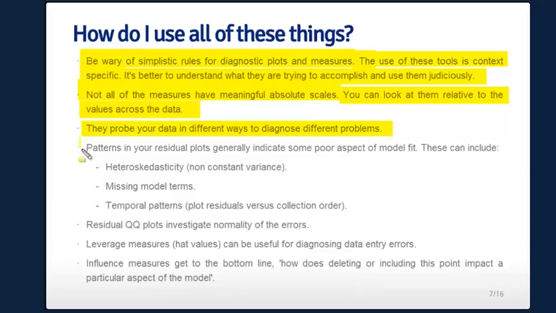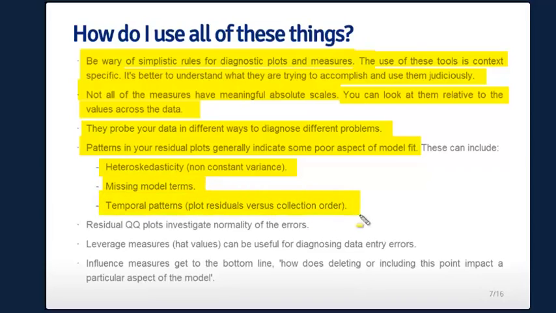So anyway, residuals are, of course, the most important component of all the diagnostics. And basically what you want is no obvious systematic pattern in your residual plots. So you don't want heteroscedasticity, like non-constant variance. You don't want things that show obvious evidence of missing model terms. And you don't want things like temporal patterns. So if you were to plot residuals versus the order in which the data was collected, you don't want patterns like that. Residual QQ plots investigate normality of the errors because they plot the quantiles of the residuals versus the theoretical quantiles of the standard normal.